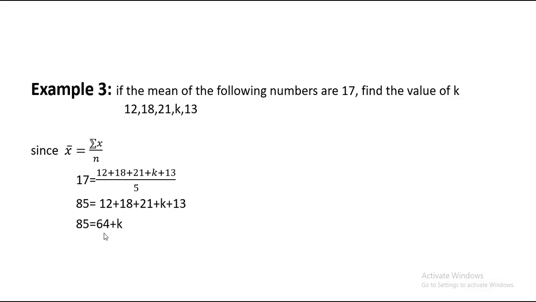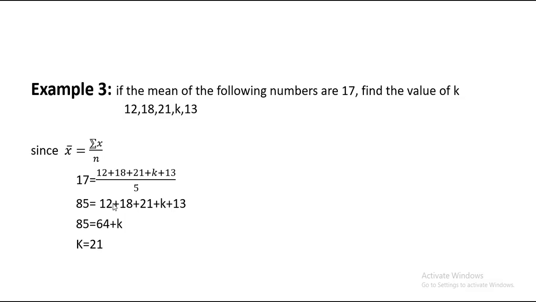Alright, so the answer I got is 64 plus k, right? Now since we need to find out the value of k, just one step is required. We're going to shift 64 since it's plus 64, and we need to find out the value of k. So k will be equal to 85 minus 64, which will be equal to 21. Alright, so that is how you find out a particular value.